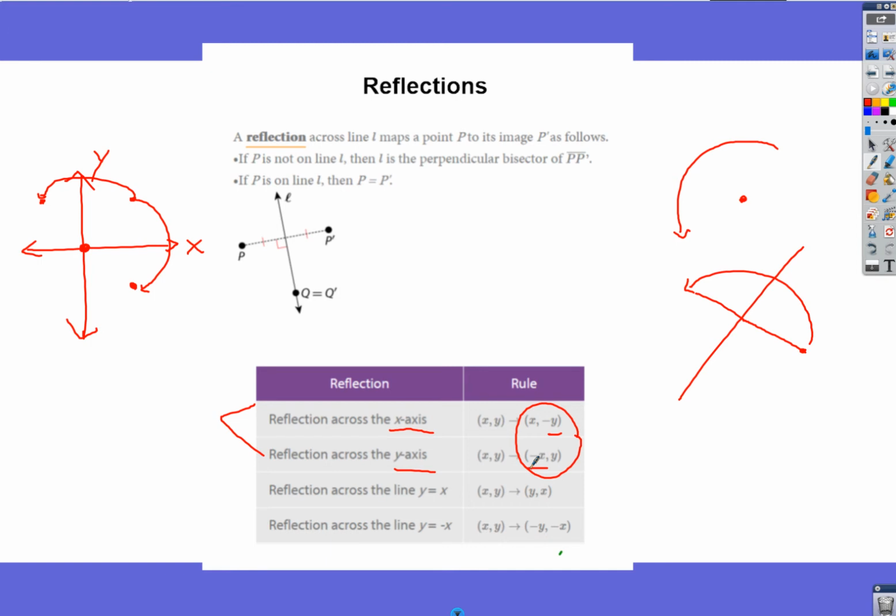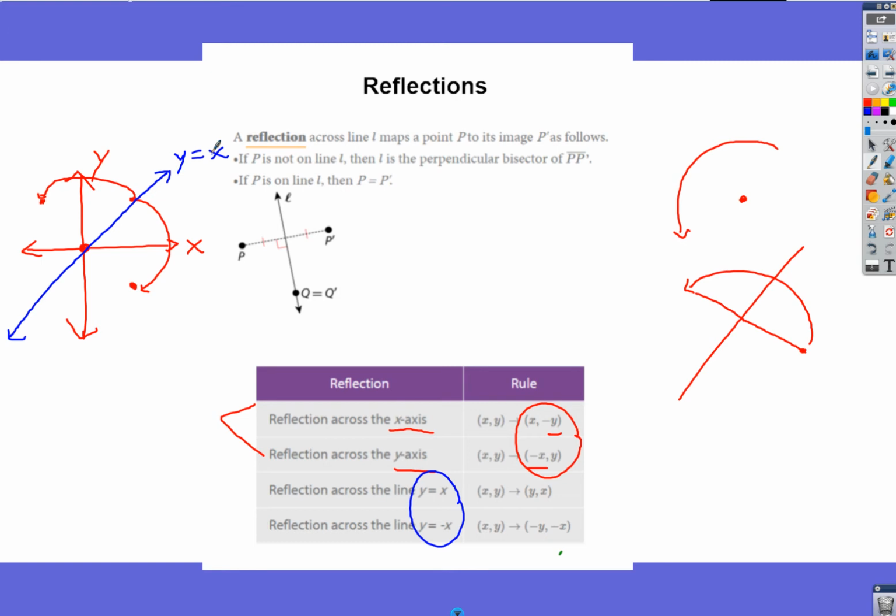Okay. Now, the last two axes of reflection are diagonal lines, but they also happen to pass through the origin coincidentally. You might remember this from Algebra 1, you may or may not. The line y equals x is a diagonal line that passes through the origin and goes up and to the right, down and to the left.